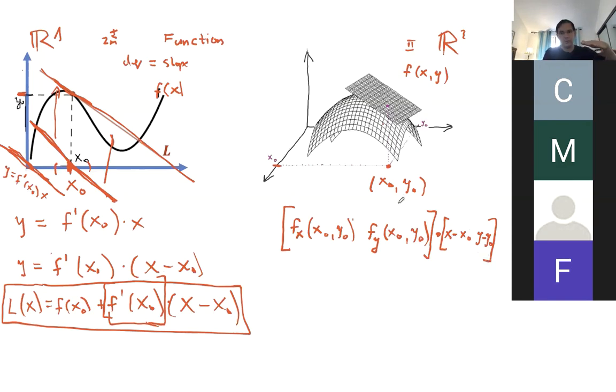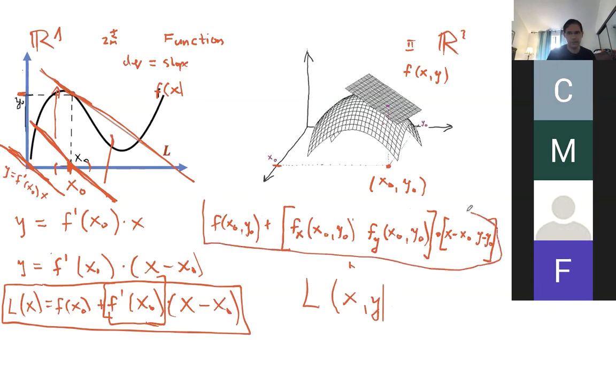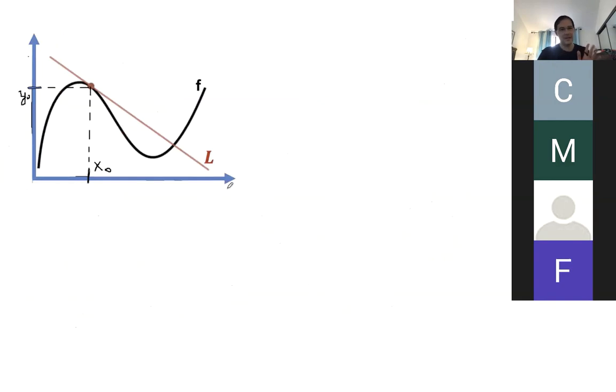Okay, and what I want to do is take this plane now and shift it up to this given point of interest. So I'm going to add to this the point f of x0, comma y0, x0, comma y0. And this is exactly L of x, y. So this is the linearization of this function f at this point x0. Okay, my handwriting is not that great, so let me just say again.